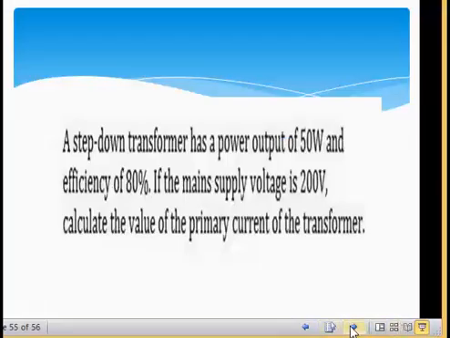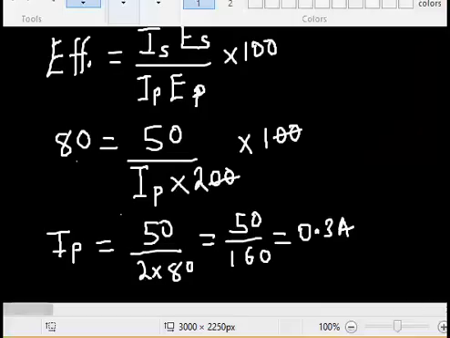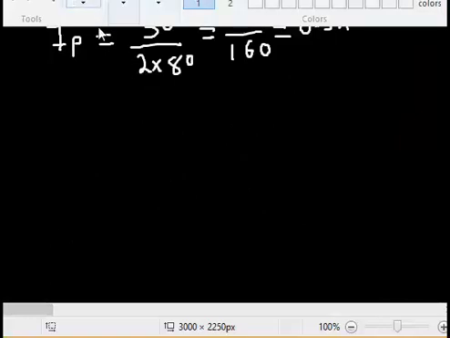Okay, another question. A transformer is rated 240 volts. If a transformer is rated 240 volts, it simply means the output it will give is 240 volts. Okay, if the primary core is 4,000 turns, let me write the parameters. The transformer is rated 240 volts. That means the EMF of the secondary is 240 volts. That's what that rating means.